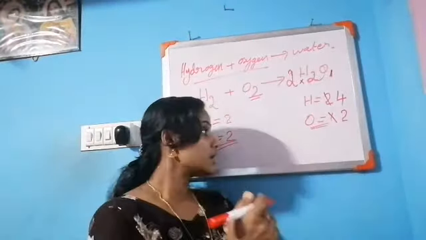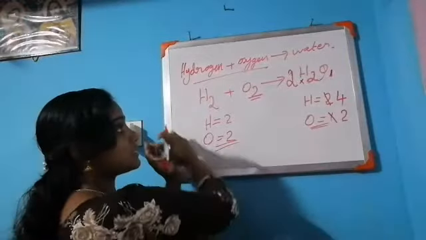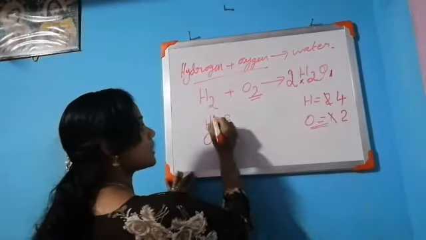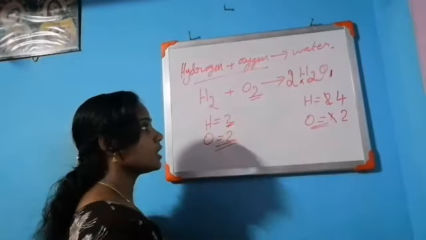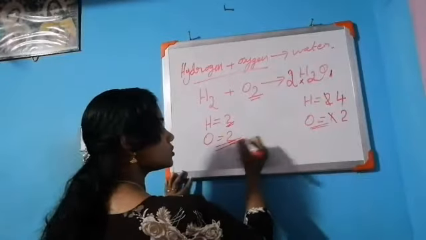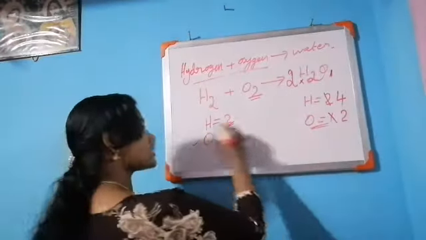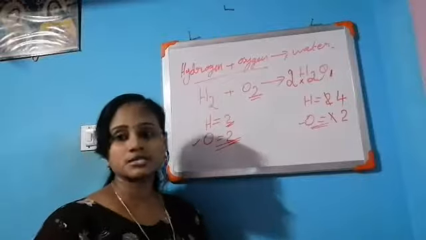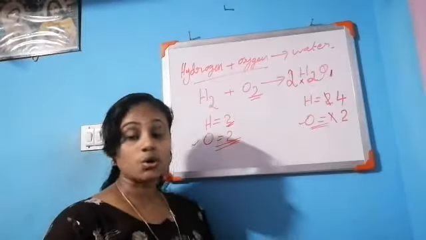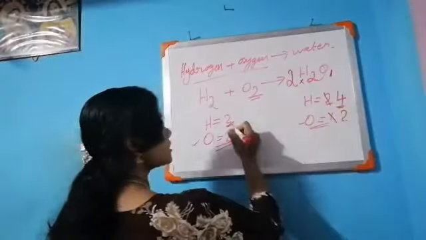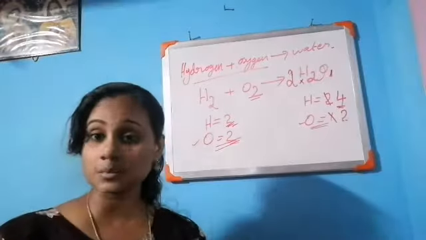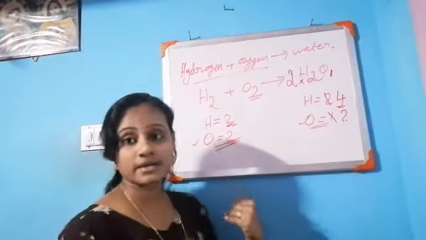Is it clear? Now again we can check that reactant side. How many hydrogen? 2. How many oxygen? 2. So oxygen part correct. But hydrogen part is not correct, no. So here 4, here 2. So which side has less number of hydrogen? That is the reactant side.